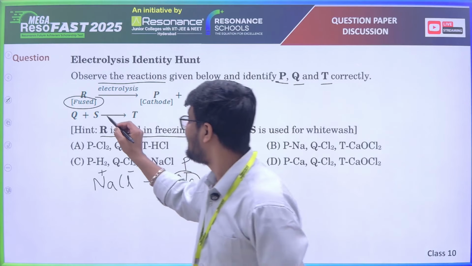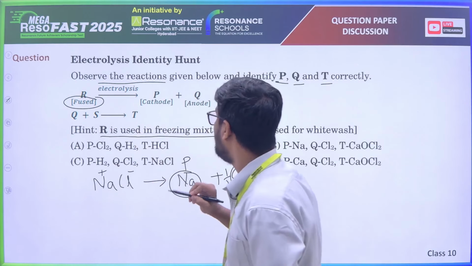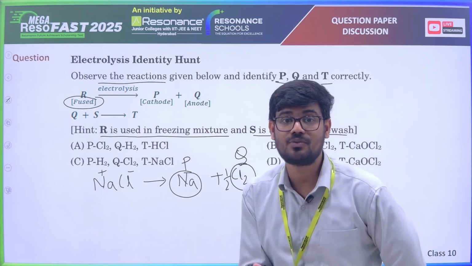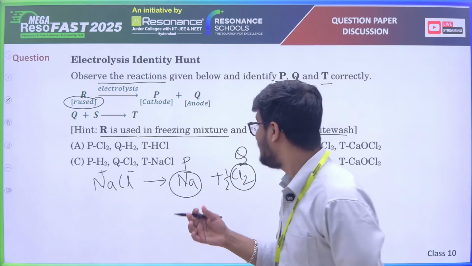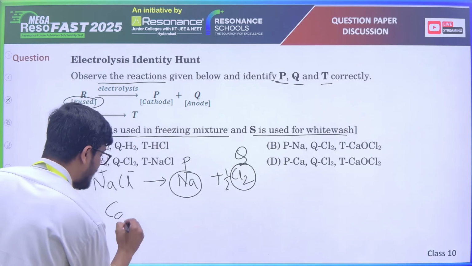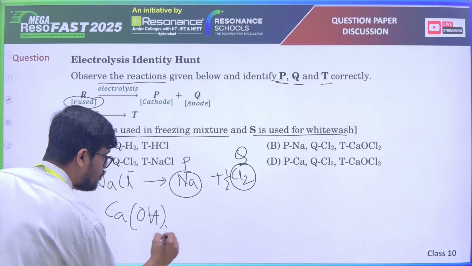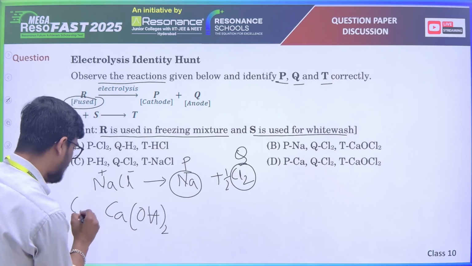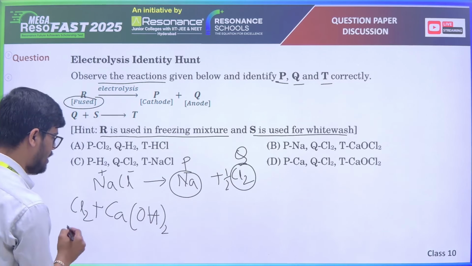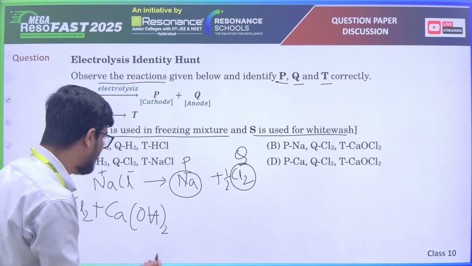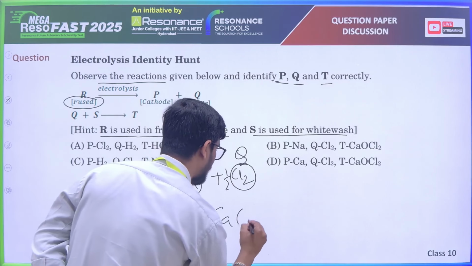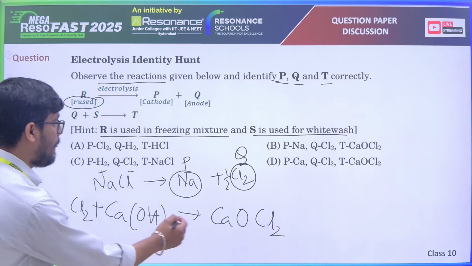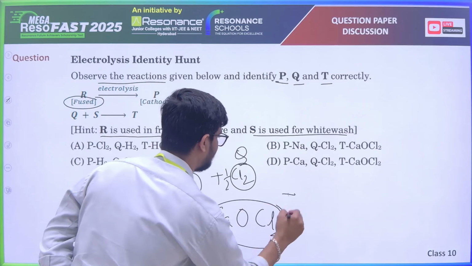Now Q plus S is giving T. S is used in whitewash. What substance do we use in whitewash? It is nothing but calcium hydroxide, Ca(OH)2. Now Q means Cl2. If Cl2 reacts with calcium hydroxide, what product will you get? CaOCl2. So this will be your T.